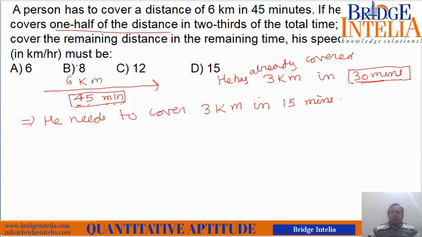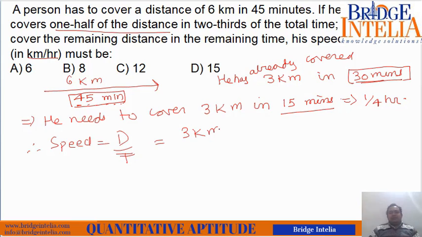So what will be his speed? We have to find the speed in kilometer per hour. So convert 15 minutes into hours. 15 minutes is equal to 1/4 of an hour. Therefore speed is equal to distance upon time. He has to cover 3 kilometers in 1/4 hour. So 3 divided by 1/4, that is 12 kilometers per hour is the required speed.